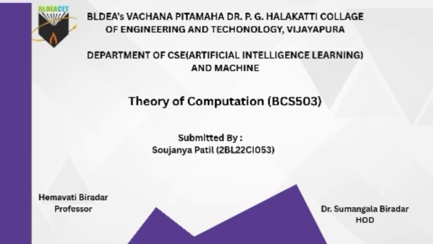A Turing machine is a mathematical model of computation. It has states, an input alphabet, a tape alphabet, a transition function, a start state, and two special states called accept and reject. This model helps us to understand what problems can be solved by computers. Then let us begin with the next slide of the PPT.